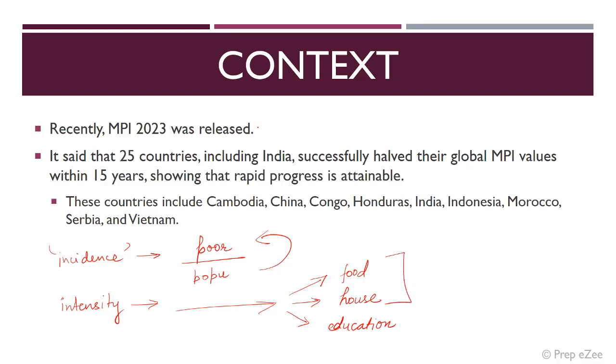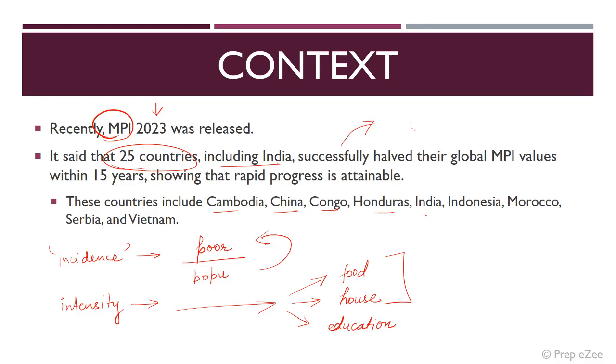Now the context is that the multidimensional poverty index for the year 2023 has been released. Encouraging news in the multidimensional poverty index of 2023 is that 25 countries including India have halved the number of poor in their respective countries. In fact, this shows that if sustained efforts are made, then progress can be achieved in reducing poverty. Apart from India, these countries are Cambodia, China, Congo, Honduras, Indonesia, Morocco, Serbia, Vietnam, and some others.